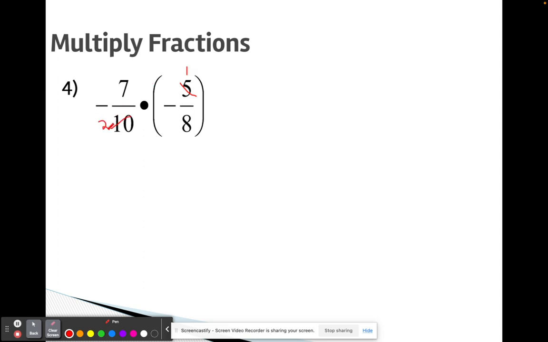Now that I've simplified, I can multiply straight across. Negative 7 times negative 5 is going to be a positive 7. I could also just think a negative times negative is going to give you a positive. 2 times 8 is 16. 7/16.